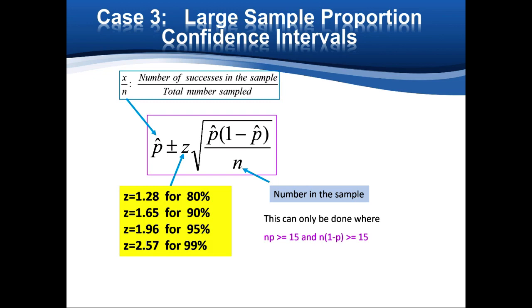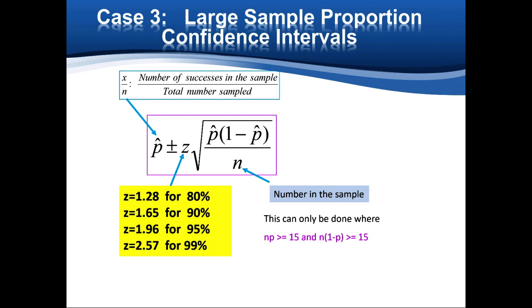P hat here is the sample proportion, which is the number of successes in the sample divided by the total number sampled. Again, the z-score in this formula, you can use the result which we've just found. That is, z-score equals 1.28 for 80%, 1.65 for 90%, 1.96 for 95%, and 2.57 for 99% confidence level.